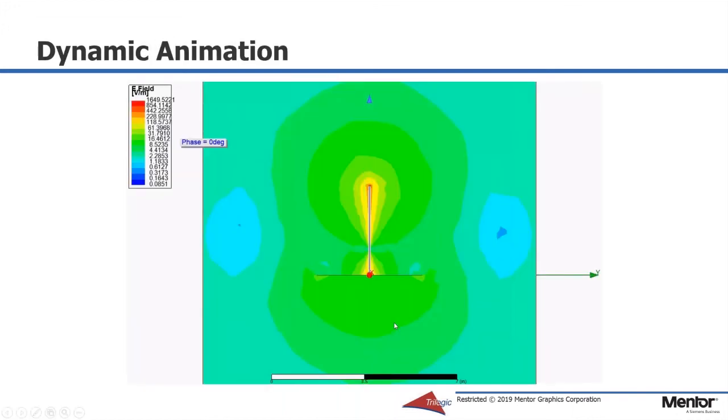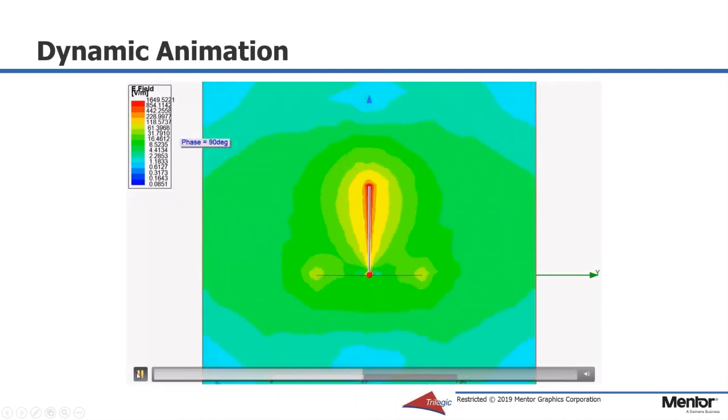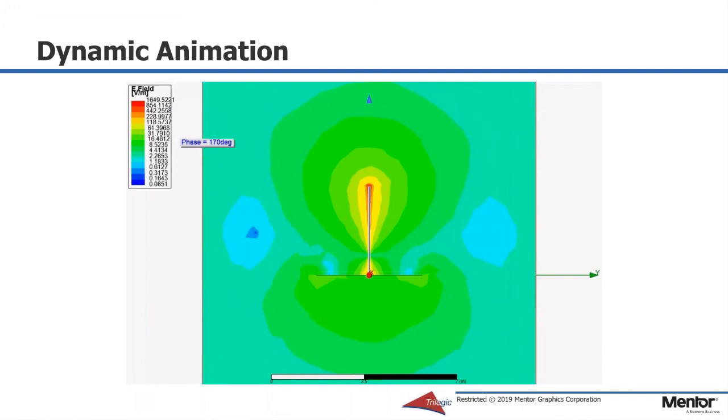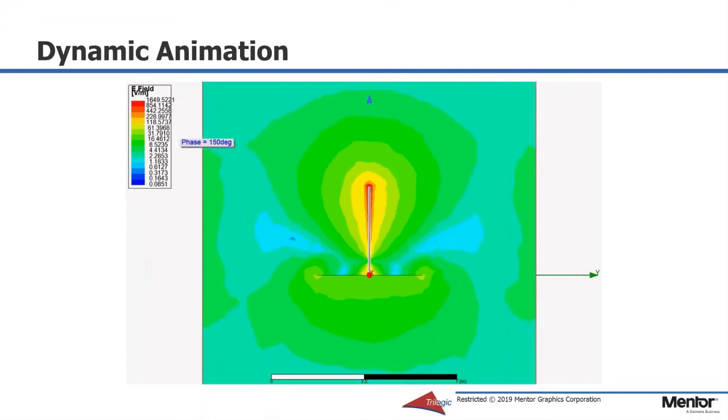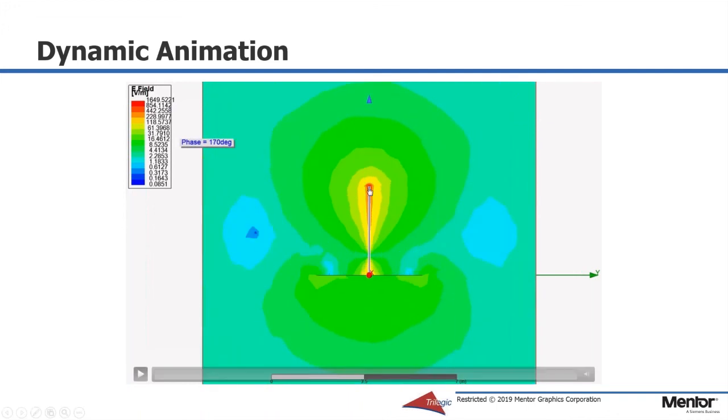And lastly, we can also have dynamic animations in our simulators. This looks like one of those Rorschach psychology tests they give, but this is actually showing voltages around the antenna, which is right here, and the coaster board, which is right here.